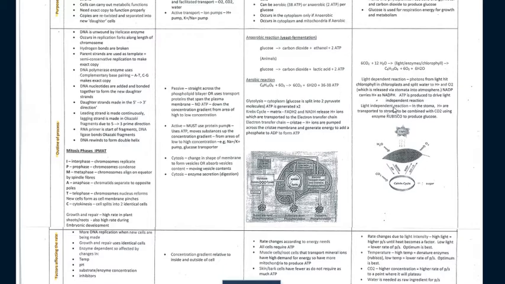Okay, so the light-independent reaction takes place in the stroma of the chloroplast. Hydrogens are transported to the stroma to be combined with carbon dioxide using an enzyme, Rubisco, to generate glucose. Okay, so this process of photosynthesis is regulated or controlled by an enzyme. So there are factors that can actually affect the rate of photosynthesis.